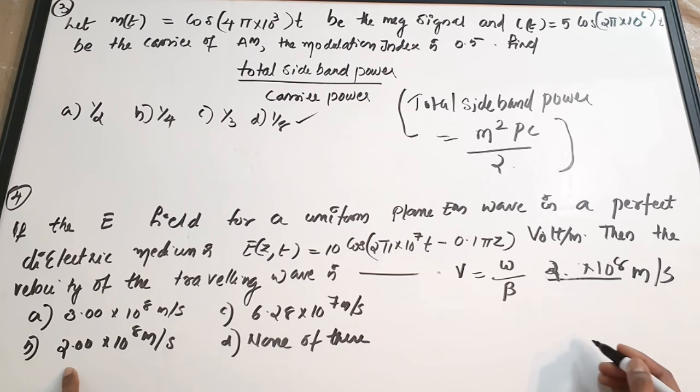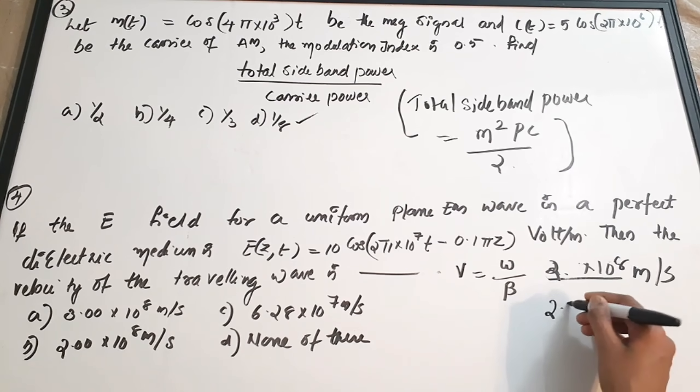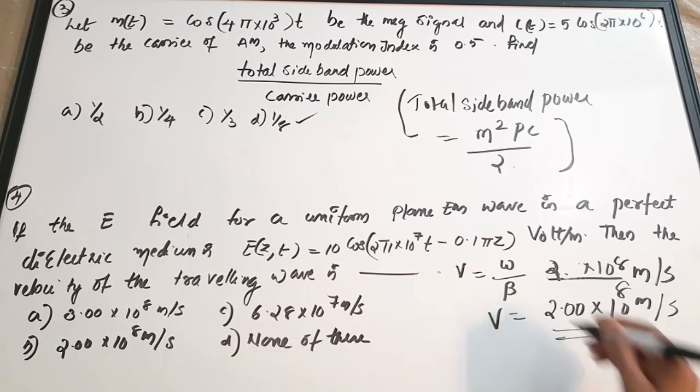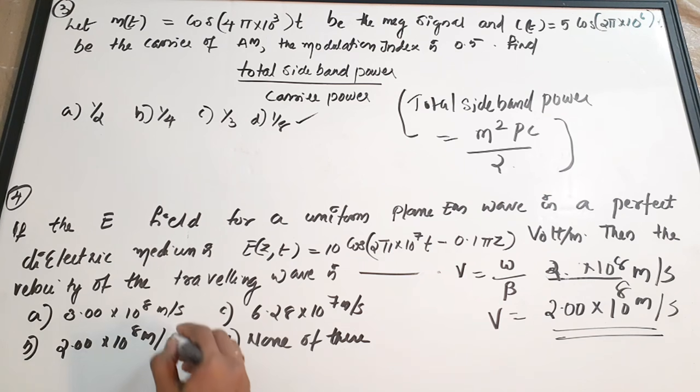And in the options you can see there is a 2.00. That is the answer. 2.00 is nothing but 2. 2 into 10 raised to 8 meter per second is the velocity of the wave. So the correct answer is option B.